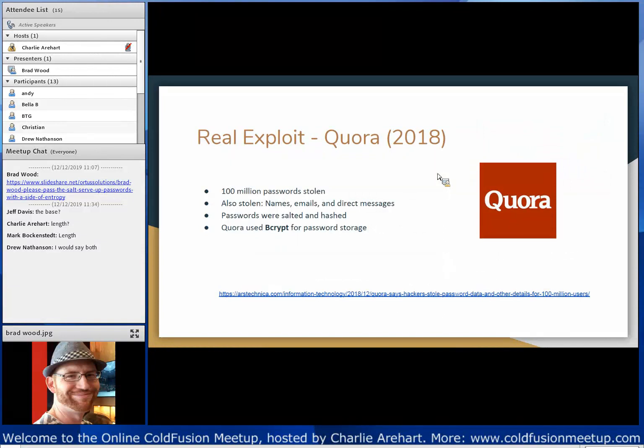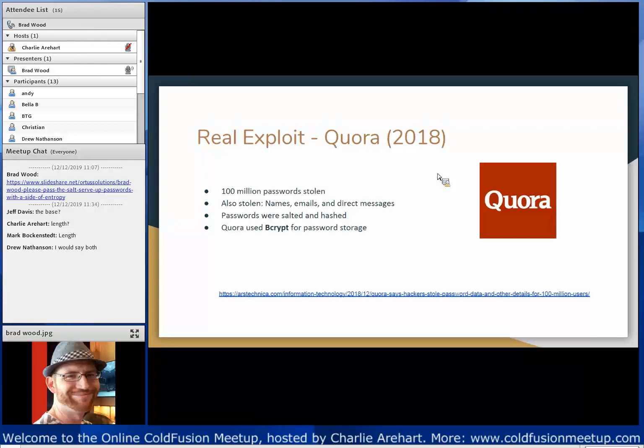So finally, one final real exploit. This is Quora, just last year in 2018. They had 1 million passwords stolen from a database. Also stolen were names, emails, and direct messages. But in this case, the passwords were salted and hashed, and they actually used bcrypt for password storage. In case you're wondering, there is a ColdFusion library for bcrypt. It's out on ForgeBox. I have a link in one of the last slides.